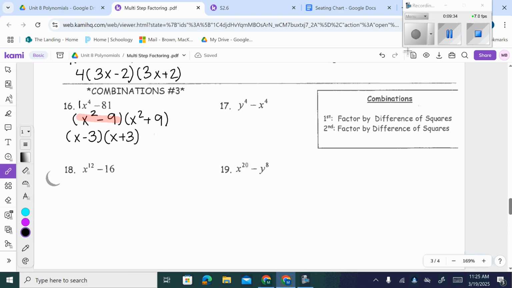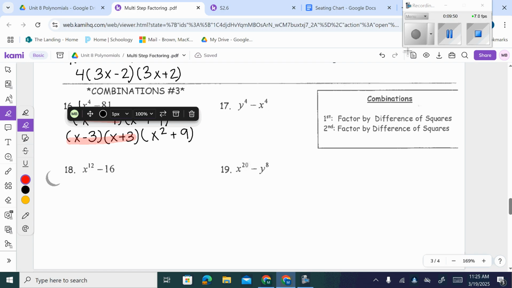Okay. And what did not break down? Which one did we not keep going with? The plus. So you just got to bring that down. If I gave you this problem and you didn't factor it all the way, you would get points off. We have a quiz on Friday.